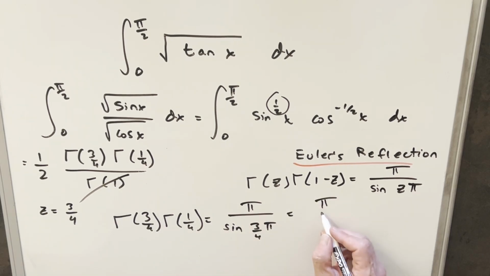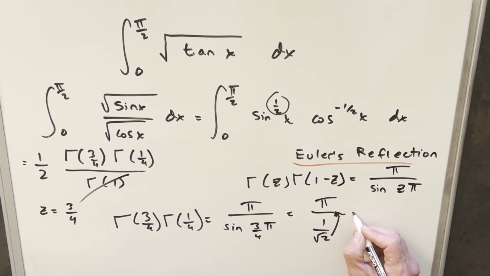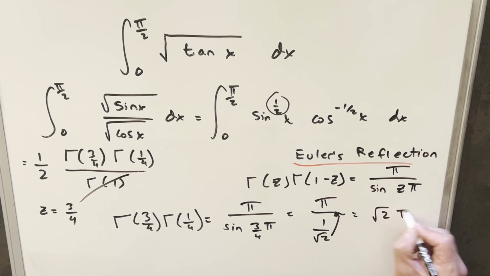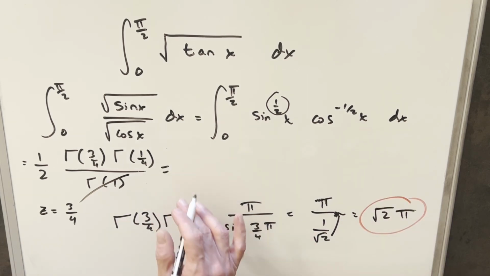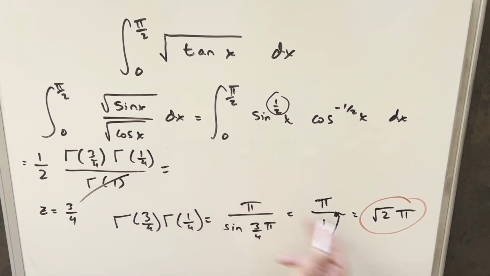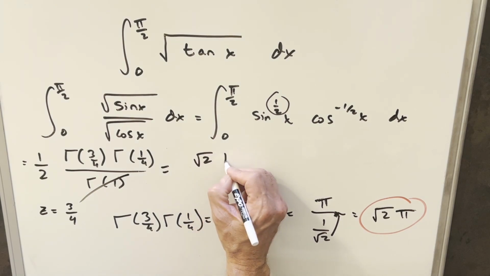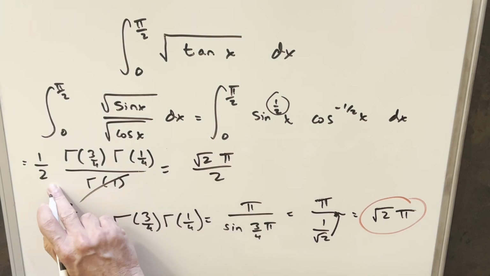But then sine of 3/4 pi we can write as 1 over square root of 2, and then I can just take that and bring it into the numerator. So we can write this as square root of 2 pi. Just plugging this back in over here, we can finish it off. For our final solution, we're going to have square root of 2 times pi all over 2, from the 1/2.